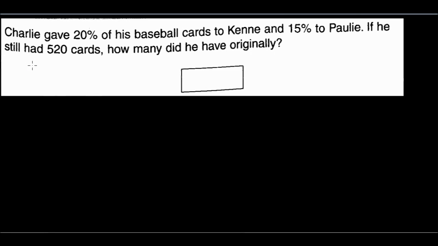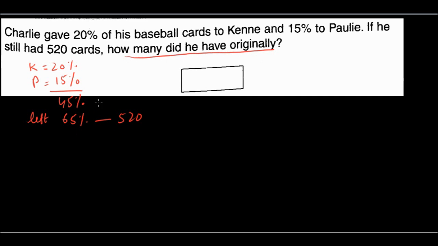Right, so Charlie gave Kenny 20%, Polly 15%. So in all he gave away 45% of his cards. Okay, and after giving 45%, he's still left with, well, 65%, right? 100 minus 45 is 65%, and this 65% corresponds to 520 cards. So here it says if he still had 520 cards left. So after giving out 45%, he still had 520 left. So we want to find how many did he have originally.